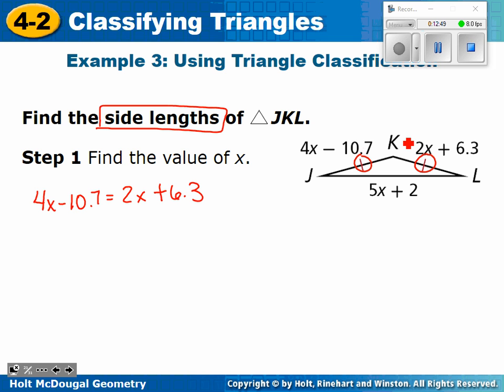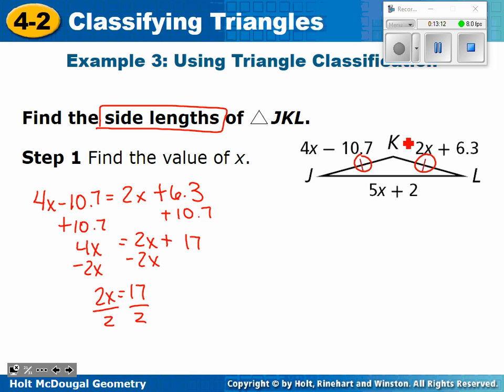So let's do that real quick. What do you want to do to solve for x? Add 10.7. Okay. And then what? And then what? And so x is equal to 8.5. That's not our answer. That's the value of x, although it might be your answer on your homework if it just says find x. So make sure you read your directions carefully.